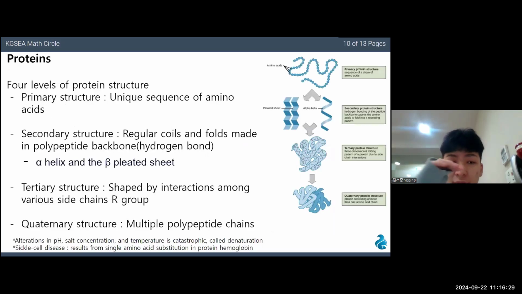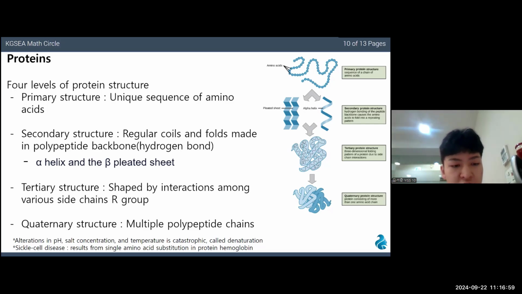So there are 4 levels of protein structure, probably because of the difference in structure, like 2D and 3D. The first one, primary structure, is a unique sequence of amino acids. Think of it just as a line with lots of amino acids. The second one, secondary structure, is regular coils and folds made in the polypeptide backbone. This is made by hydrogen bonds, and there are 2 types, alpha helix and beta pleated sheet.